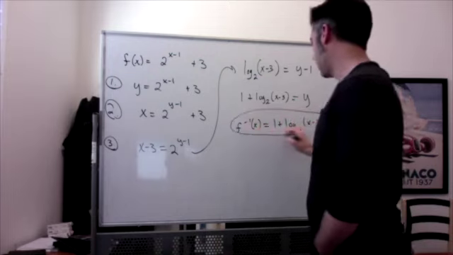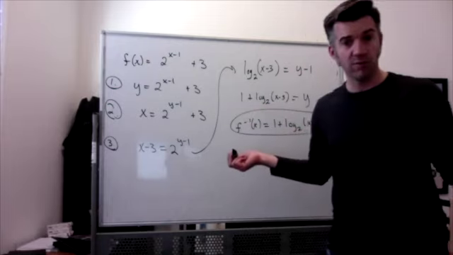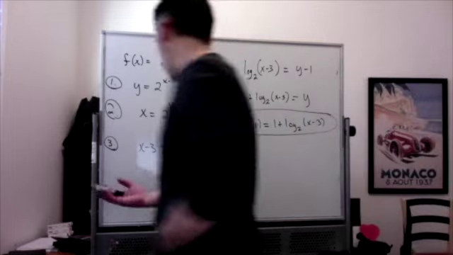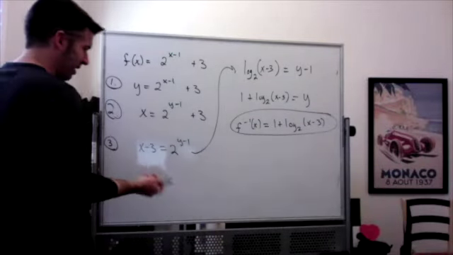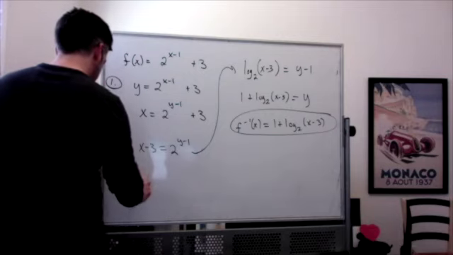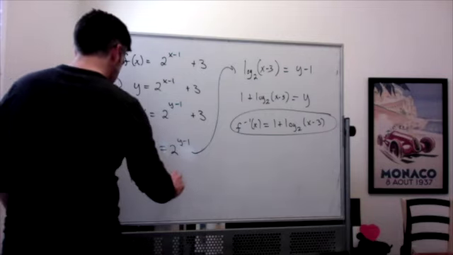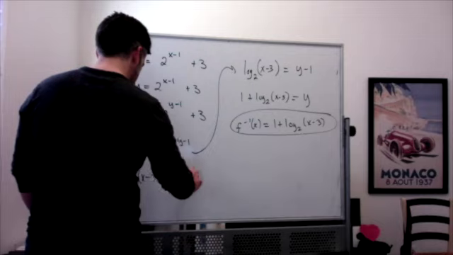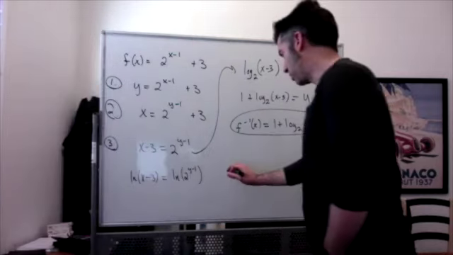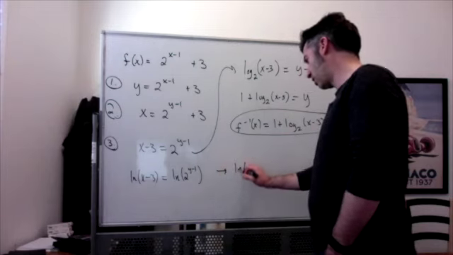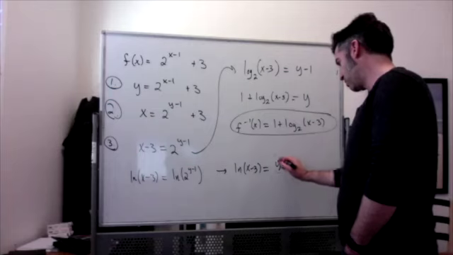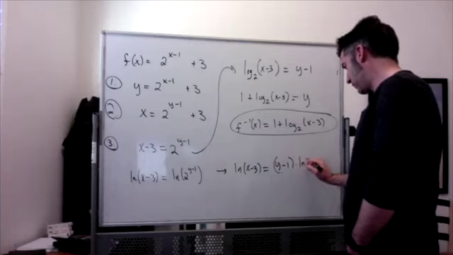If I had to say, this would probably be the way I would prefer to do it and the way I prefer you to do it. But you don't have to do it that way. You could also do it this way. Instead of using log base 2, you can say, I'm just going to take the natural log of both sides. Natural log of x minus 3 equals the natural log of 2 to the y minus 1. And then we can bring down the y minus 1. So we've got the natural log of x minus 3 equals y minus 1 times the natural log of 2.